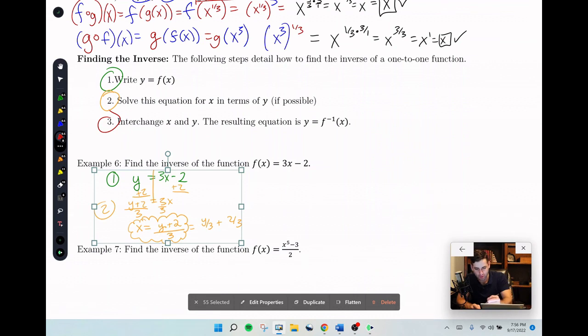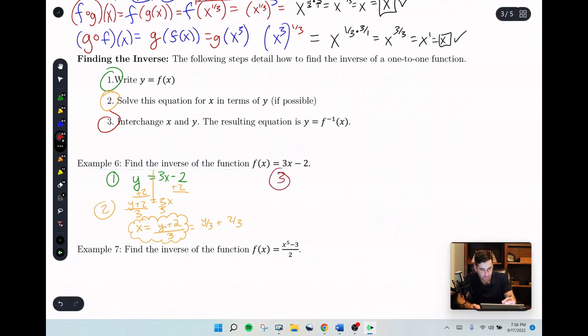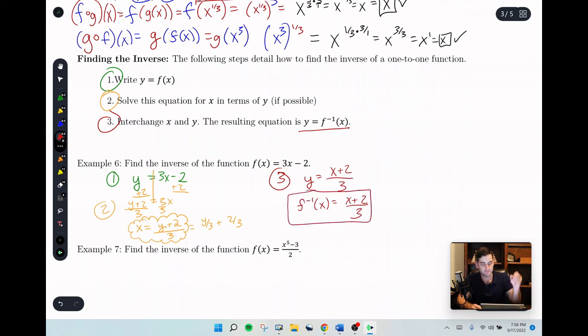All right, here we go. Step 3, y equals x plus 2 all over 3. I swapped x and y, and then I'll go ahead and rewrite it again. It says resulting in y is the inverse function. So I'm going to write the inverse function instead of y, because that's the way we're going to see it all the time, and that's probably what the question asked us for.